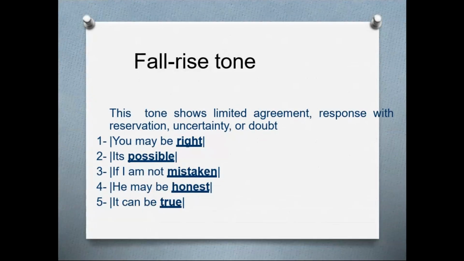Fall-rise tone shows limited agreement, response with reservation, uncertainty and doubt. For example, you may be right. That is, you are not 100% sure whether you may be right or wrong. You have some doubt. It's possible. If I am not mistaken, he may be honest. You are not 100% sure. It can be true. That is, you have some reservation. You do not agree 100%.